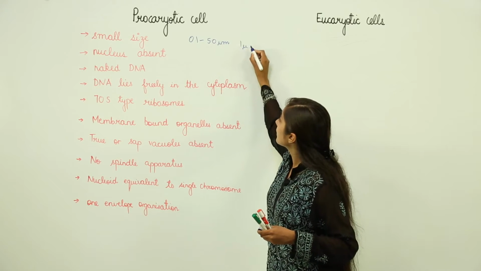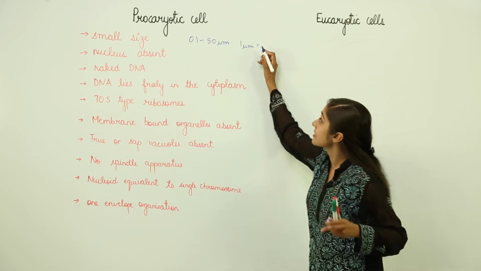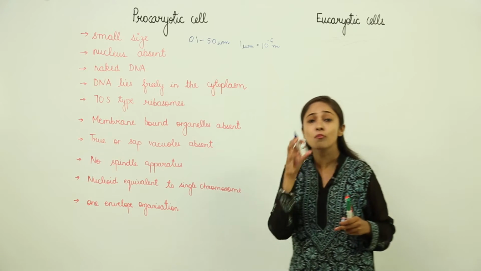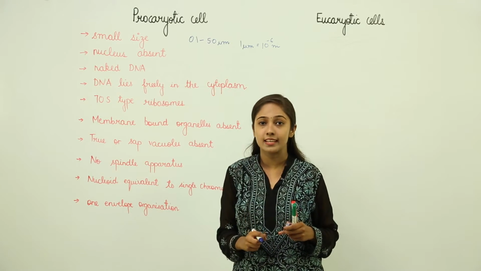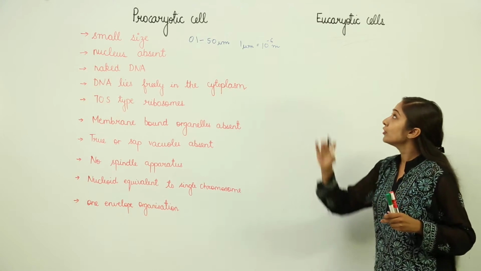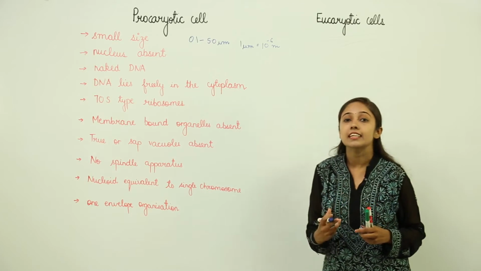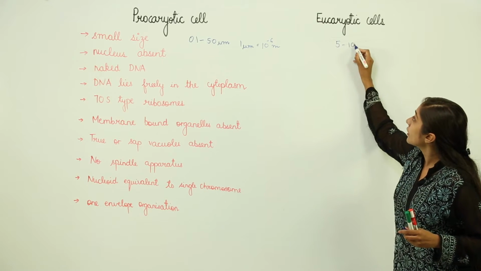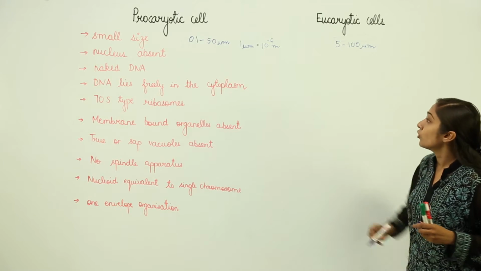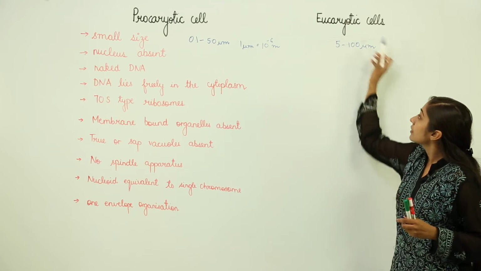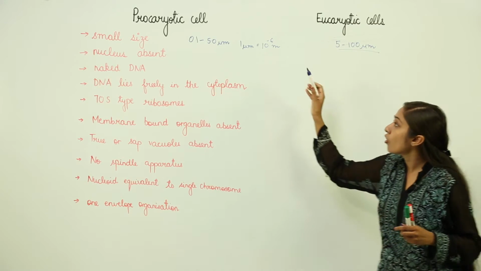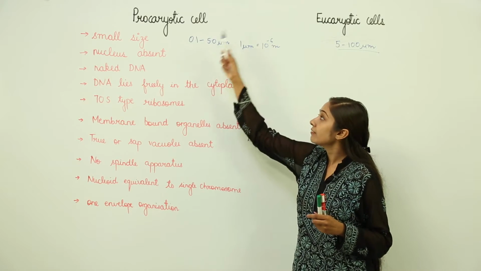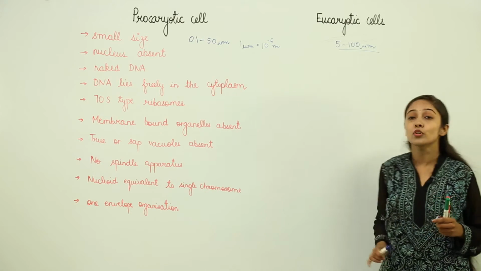And 1 micrometer, I know that you all know this, it is 10 raised to power minus 6 meters. So you can just make out how small is the size of the prokaryotic cell. But if we talk about the size of a eukaryotic cell, then the eukaryotic cell size is comparatively larger. It ranges from 5 micrometer to 100 micrometer. So you can again make out how you can compare the size of a prokaryotic cell with a eukaryotic cell. A prokaryotic cell is comparatively much smaller as compared to a eukaryotic cell.